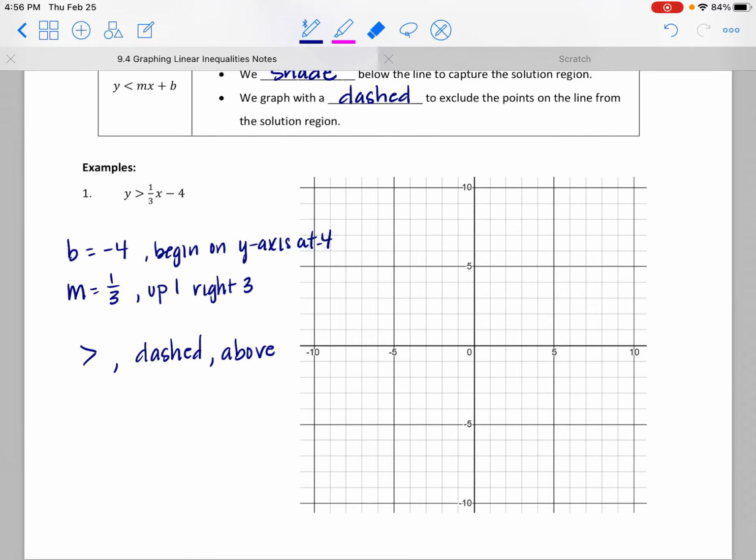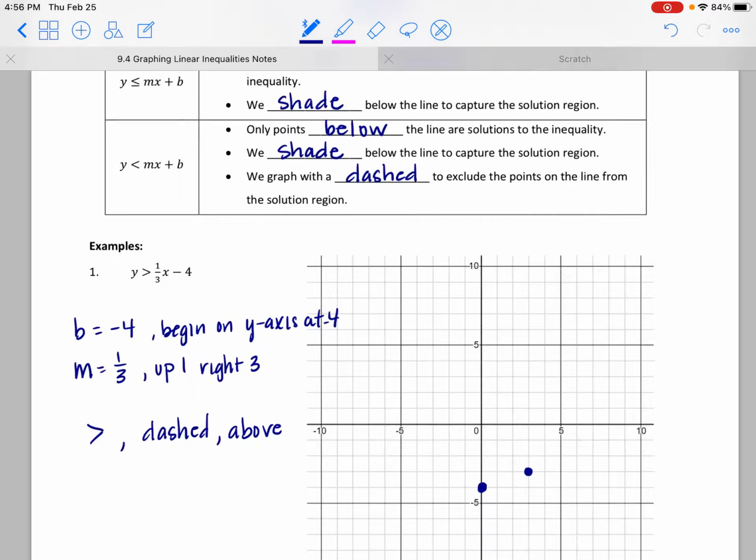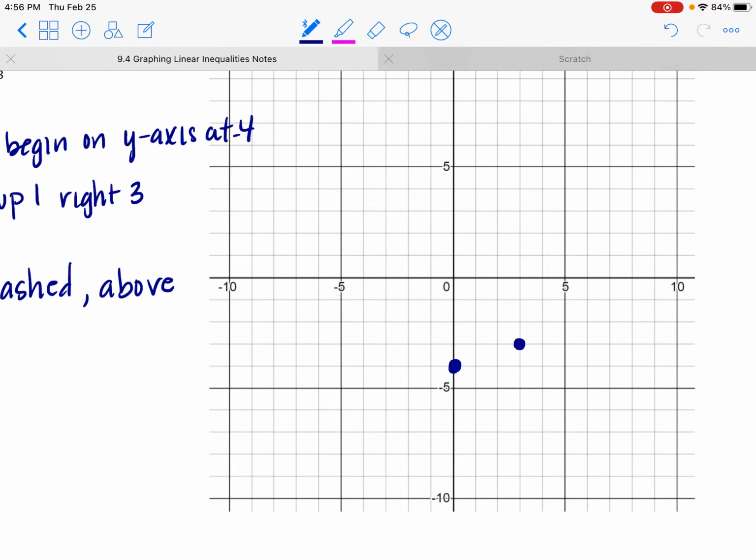So we have -4 on the y-axis is where we begin this graph. The slope is 1/3, so I'm going to rise 1, run 3 to make another point. And then I'm going to connect these with a dashed line.